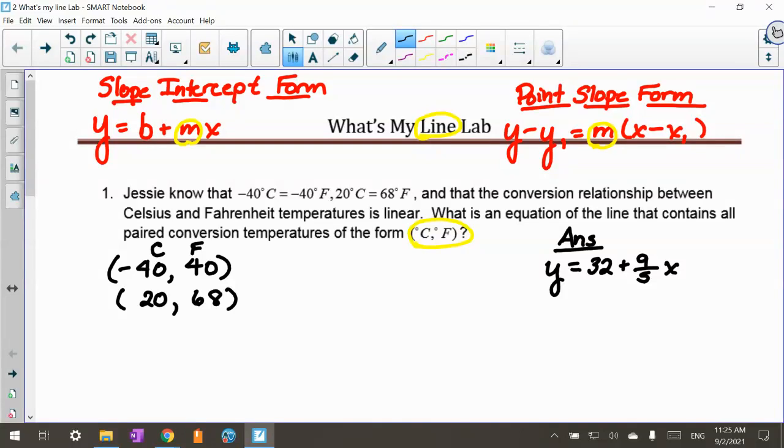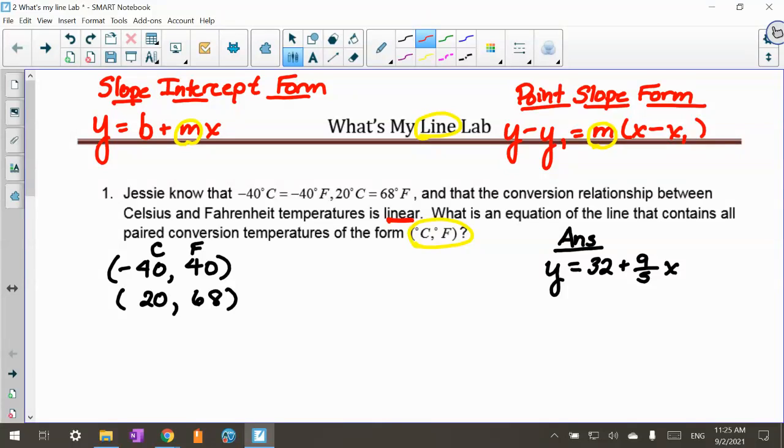So this first one is Jessie knows that negative 40 degrees Celsius and negative 40 degrees Fahrenheit are equal. She also knows that when it says 20 degrees Celsius, it really means it's 68 degrees Fahrenheit. She knows those two data points and that the conversion relationship between Celsius and Fahrenheit temperature is linear. So I know that this is important that you know this. So I know that I'm going to use one of these two forms. What is the equation of the line that contains all the paired conversion temperatures of the form (C, F)?